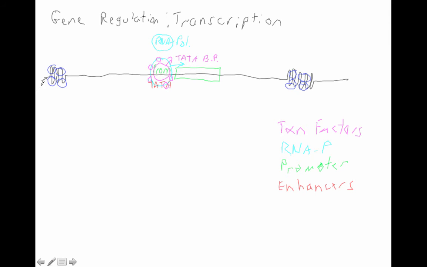Enhancers, they can be located very far away. So let's extend this chromosome out some. They can be localized way over here. So we have enhancer DNA sequences here that enhancer proteins bind to. And so how does this protein far away, thousands of base pairs, tens of thousands of base pairs away from this promoter affect the transcription of this gene?